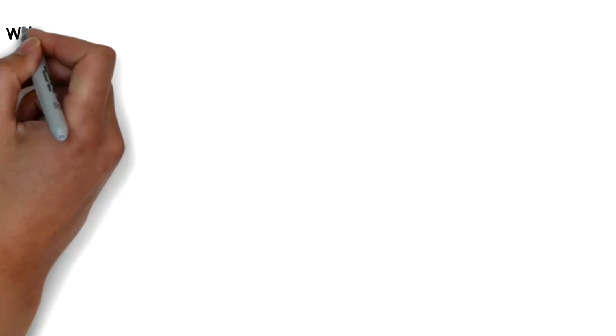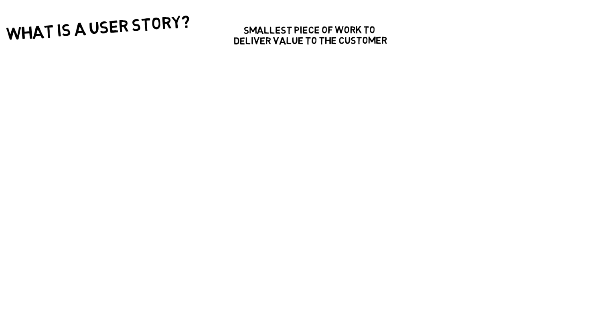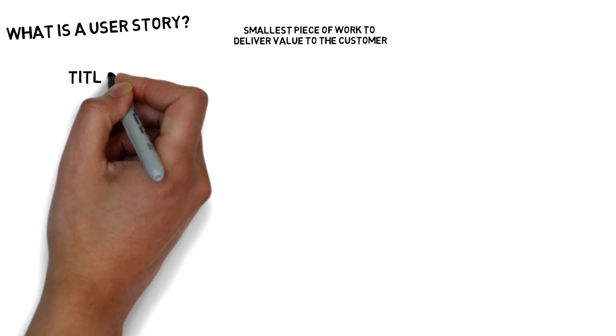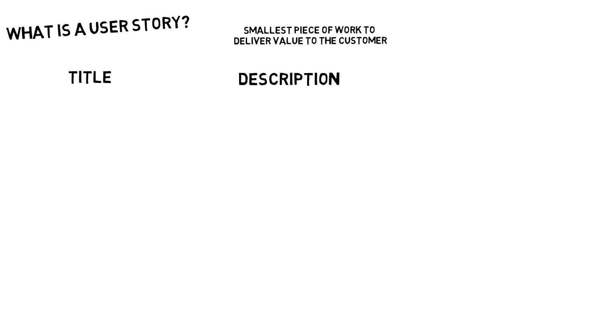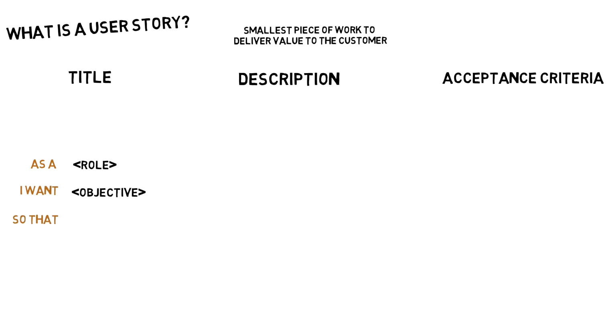A user story is the smallest piece of work that represents some value to an end user. It contains the following elements: title, description, and acceptance criteria. The title of a user story follows a basic formula. As a role, I want an objective so that I can achieve a motivation.